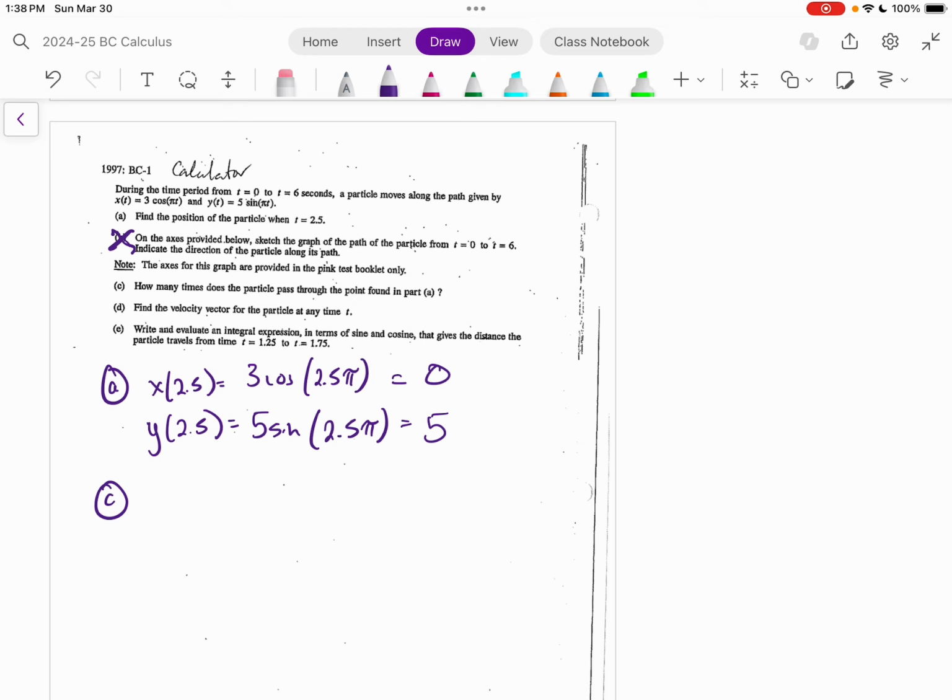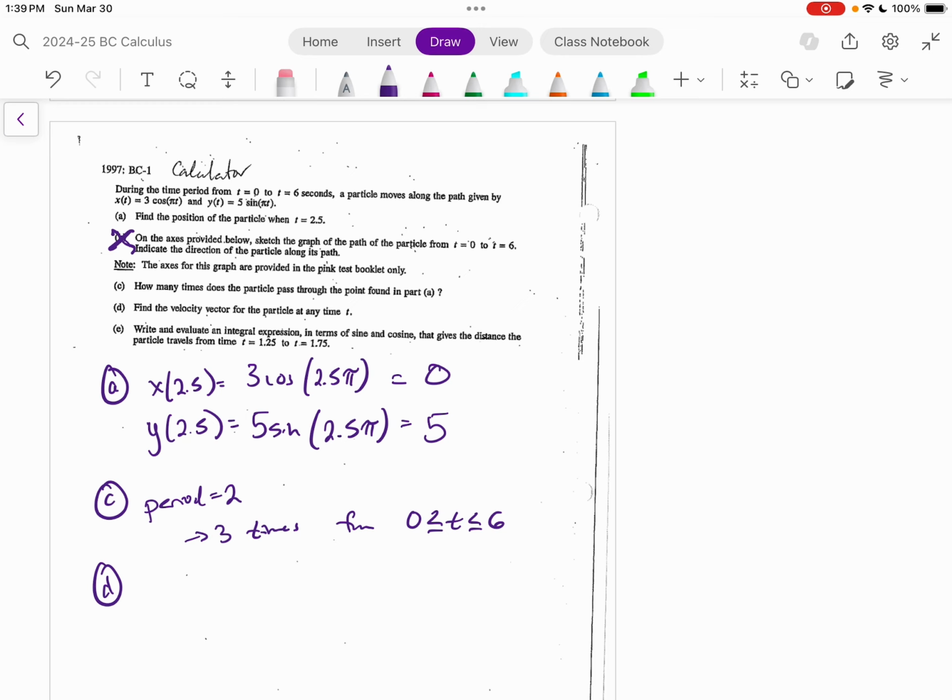More interesting, part C. How many times does the particle pass through the point found in part A from 0 to 6? We have to think about the period here. The period is normally 2 pi, so it's 2 pi over that b there. So this period is going to be 2. I think you can agree that each of these functions has a period of 2, if you think back to your trig days. So if this thing is period 2, then it should cross 3 times from 0 to 6. That should make some sense.